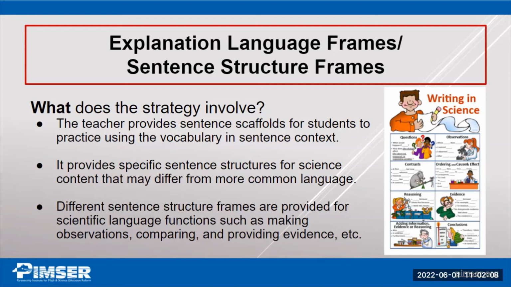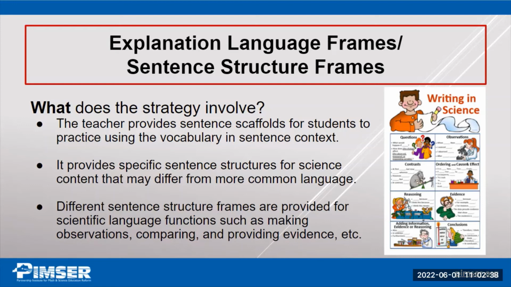Betsy Rupfel-Weiler, the author of Writing in Science, How to Scaffold Instruction to Support Learning, provides a lot of sentence frames for various types of writing in her book. Those frames can be made into a poster, like you see here. There are scaffolds for asking questions, making observations, comparisons, sequencing your thoughts, looking at cause and effect relationships, writing claims, describing your evidence, reasoning, and conclusions.